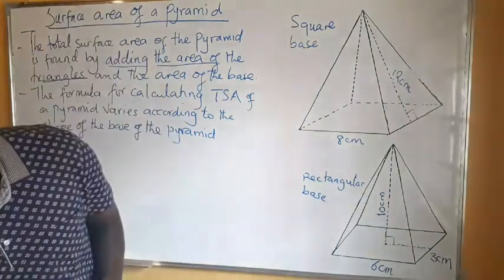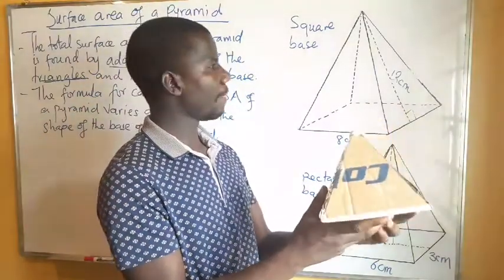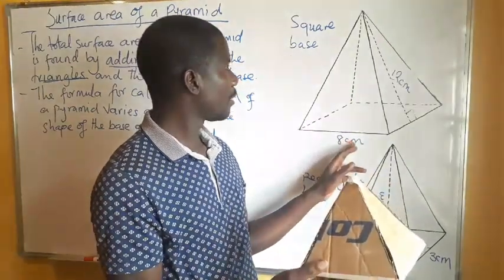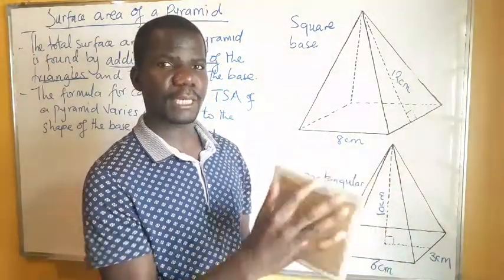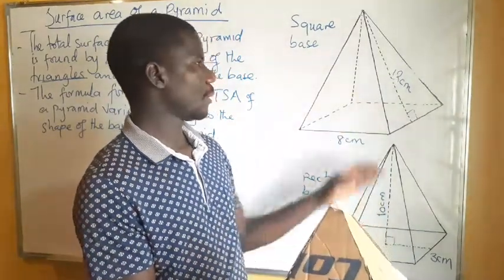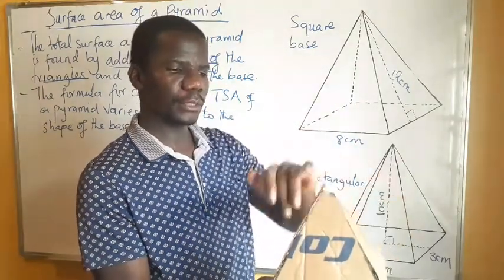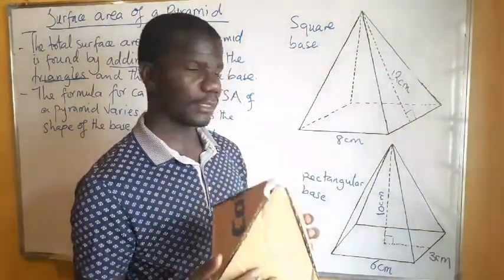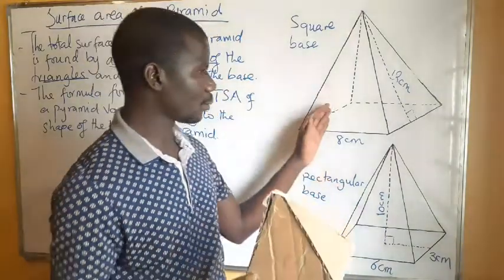I tried to come up with a model of what I'm talking about. This is the first one. Okay? This is the first one because we're saying the base is squared. So, as you can see, I've tried to make something that has got a squared base. So, this is a pyramid as per the first one. And it has got how many triangles? 1, 2, 3, 4. So, I'll be referring to these things so that we have a practical case.